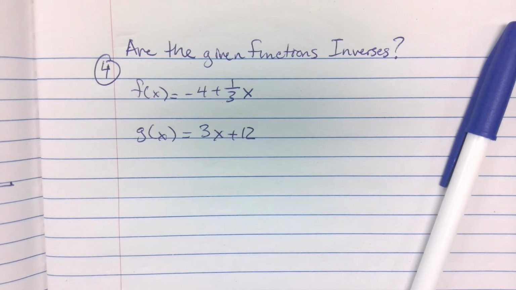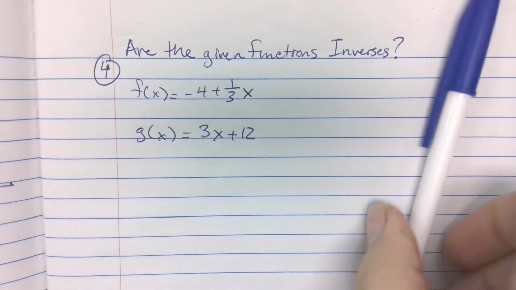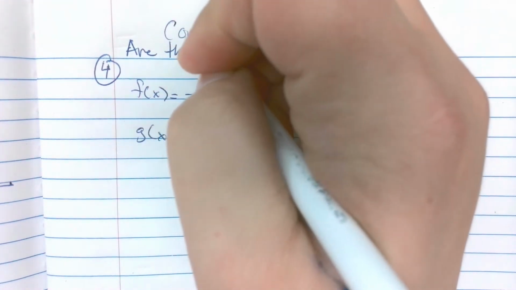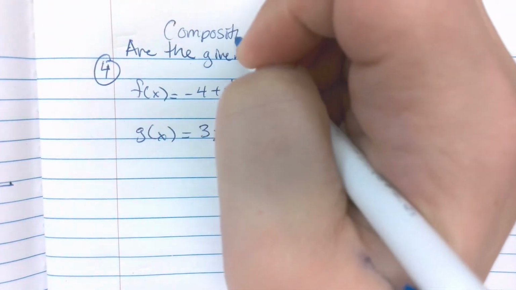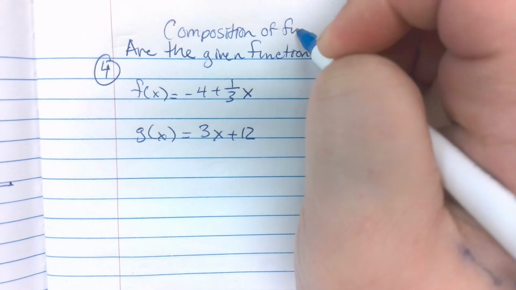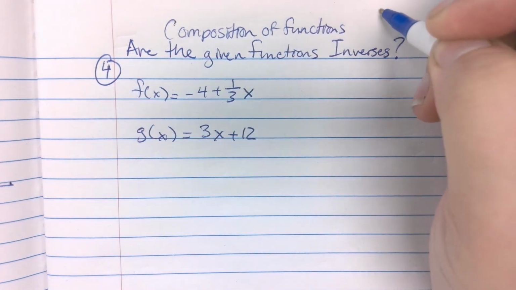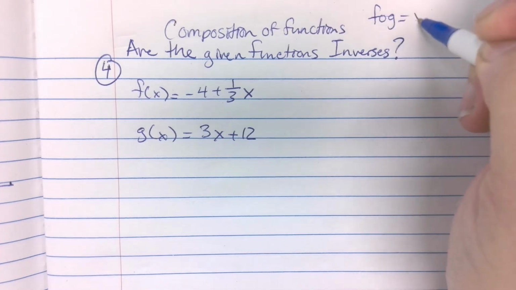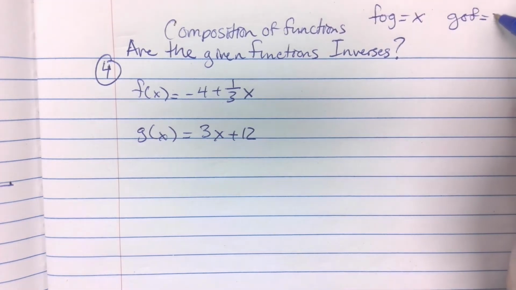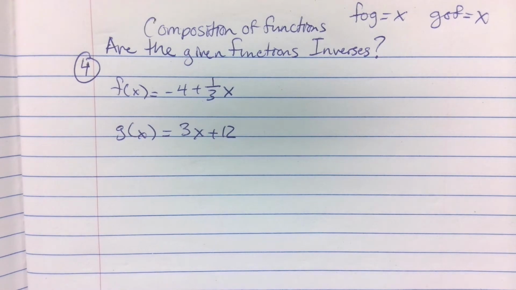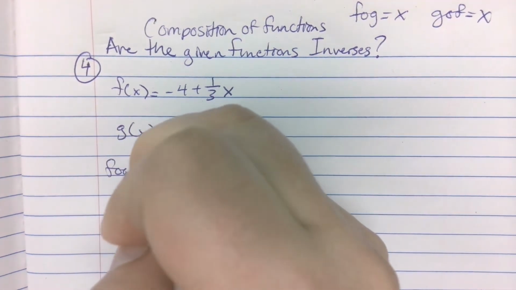Do you guys remember how to tell? How do we prove it? Okay. We're going to use composition of functions. Remember, we want f of g to equal x, and we want g of f to equal x. That's what we want, otherwise it's not right. So let's set up f of g.